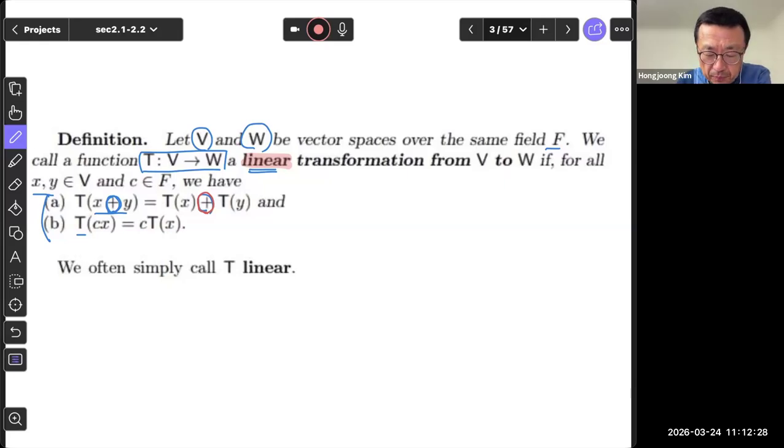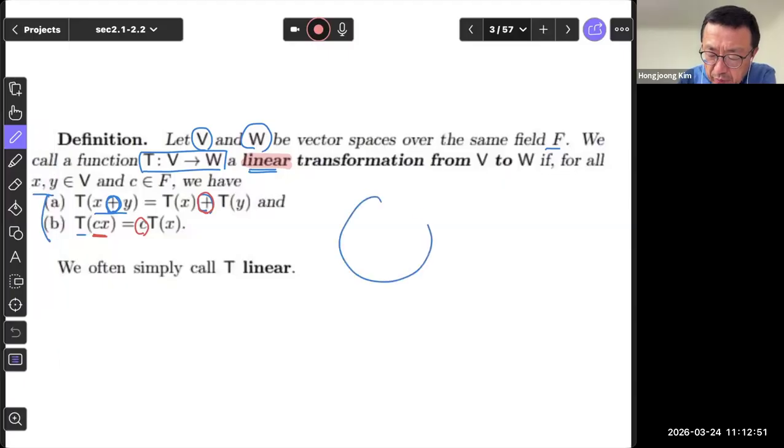In part B, in cx, this c is multiplied in the domain. This c on the right is multiplied in the codomain. So, statement A says you can add.